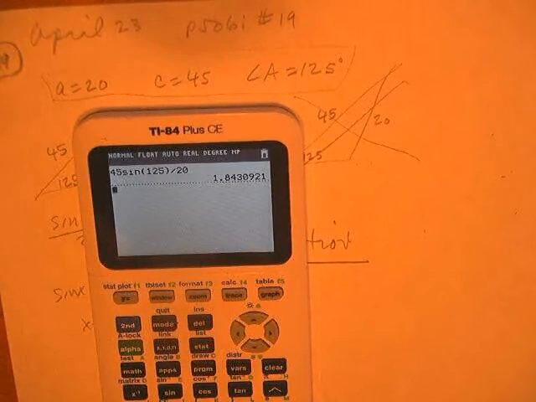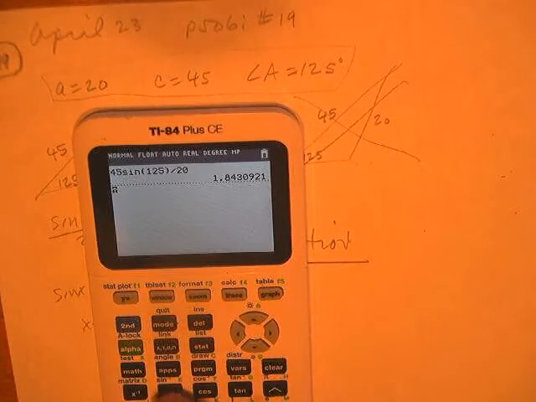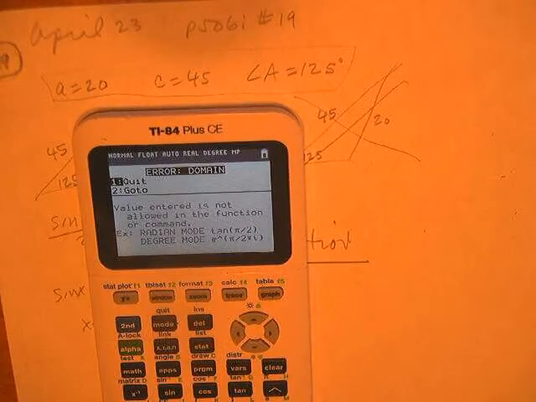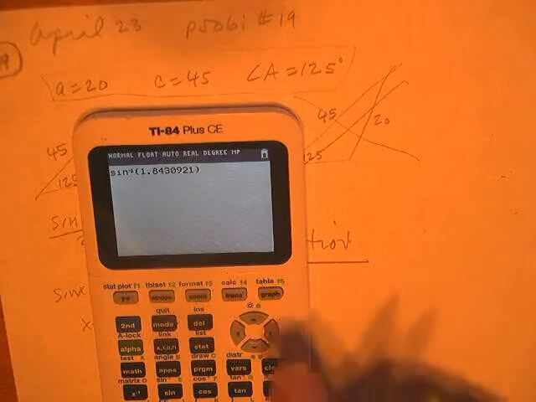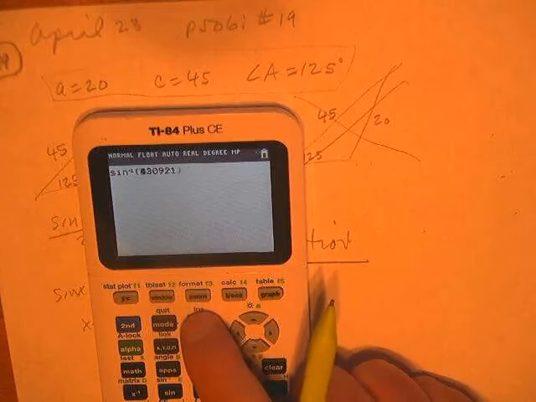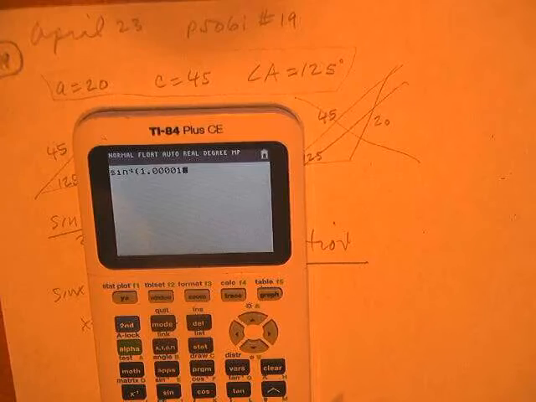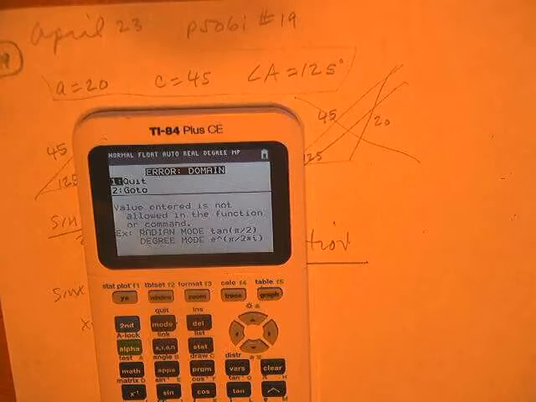So we're looking for an angle, second sine of that decimal. Well, it doesn't exist. If this is anywhere bigger than 1, it's not going to exist. 1.00001, it's not going to exist.